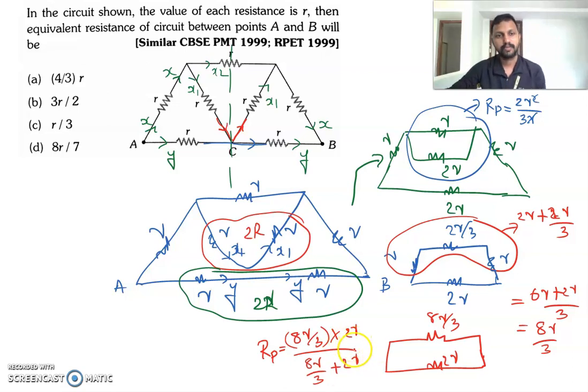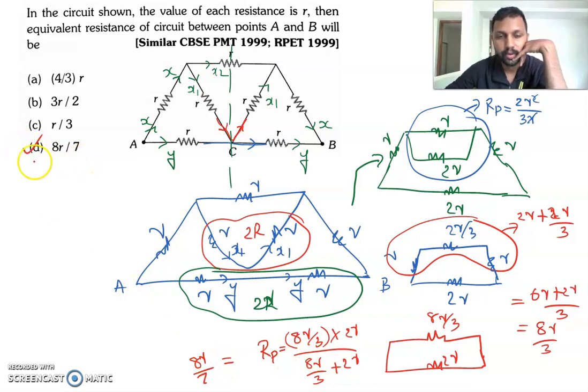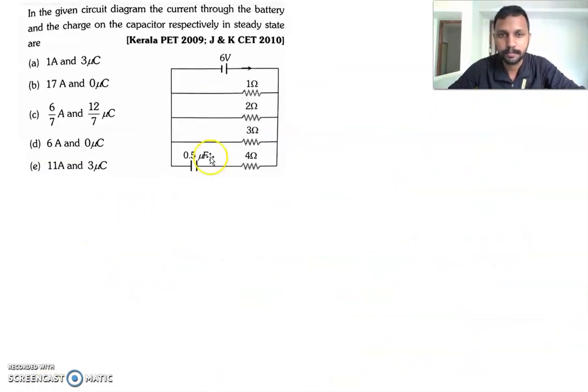If you simplify this, you will ultimately get 8R by 7. Therefore, option D is the correct option. Okay, then let's move on to our next question.